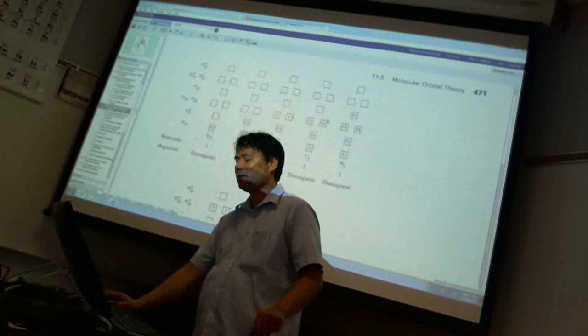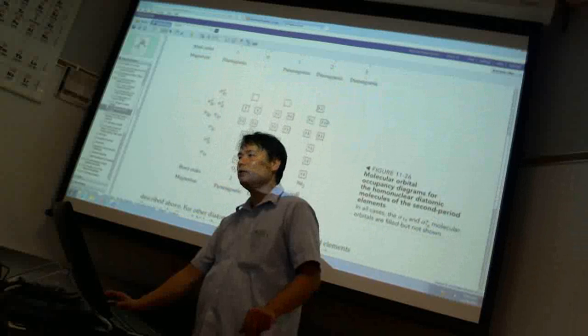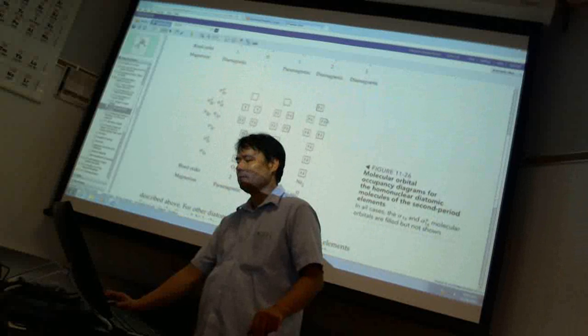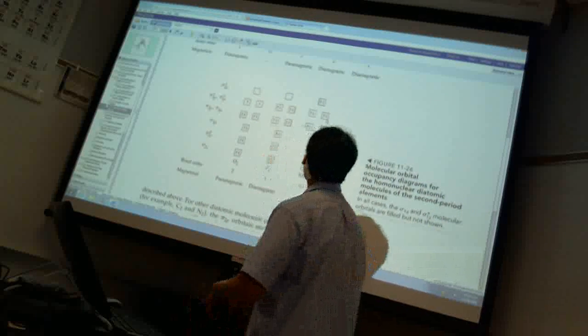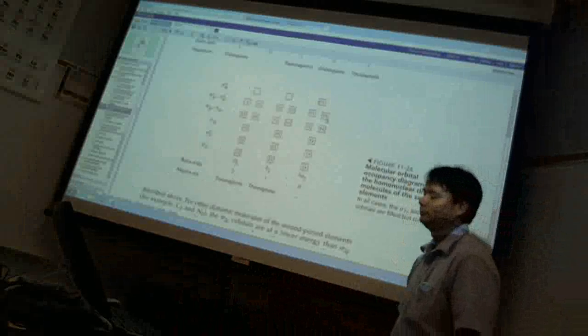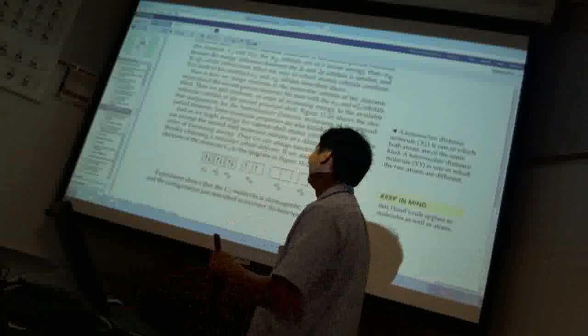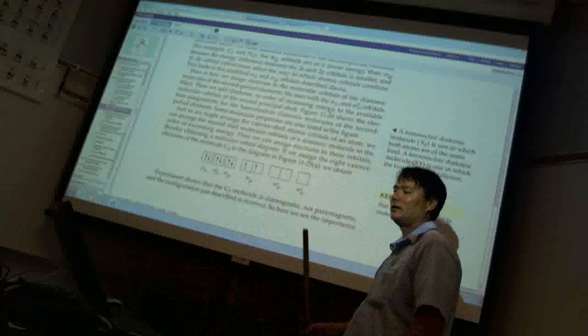What are these diagrams called? These diagrams are called MO diagrams, molecular orbital diagrams. Some call it the molecular orbital occupancy diagram. We just call them the MO diagrams. Is this diagram an MO? In a way, yes. In a way, no. This is a shorthand MO diagram.